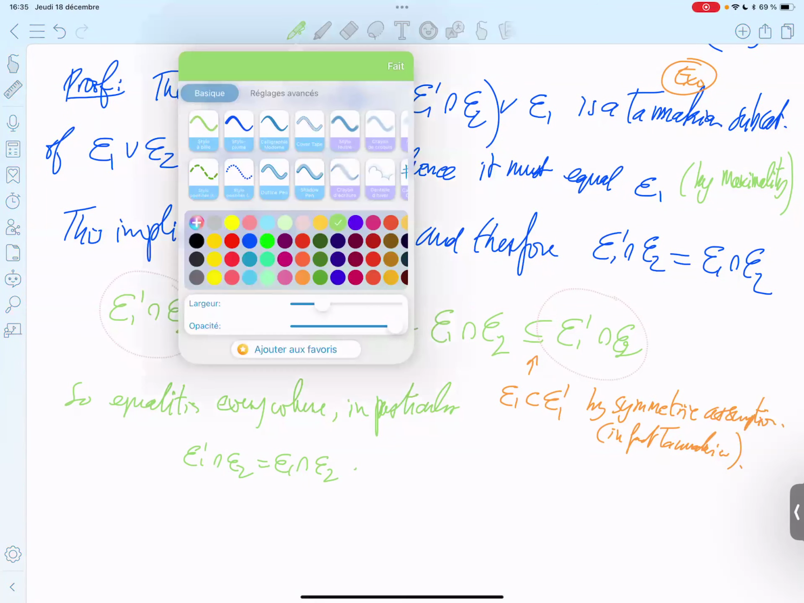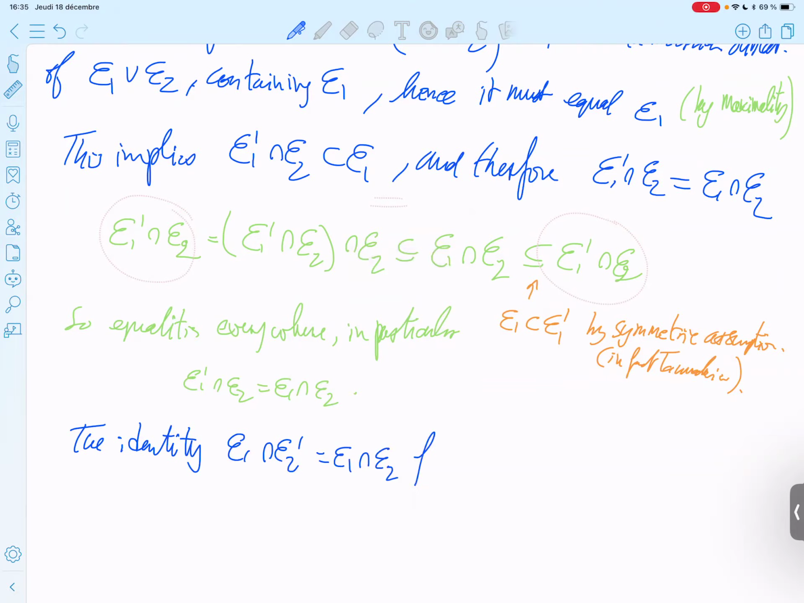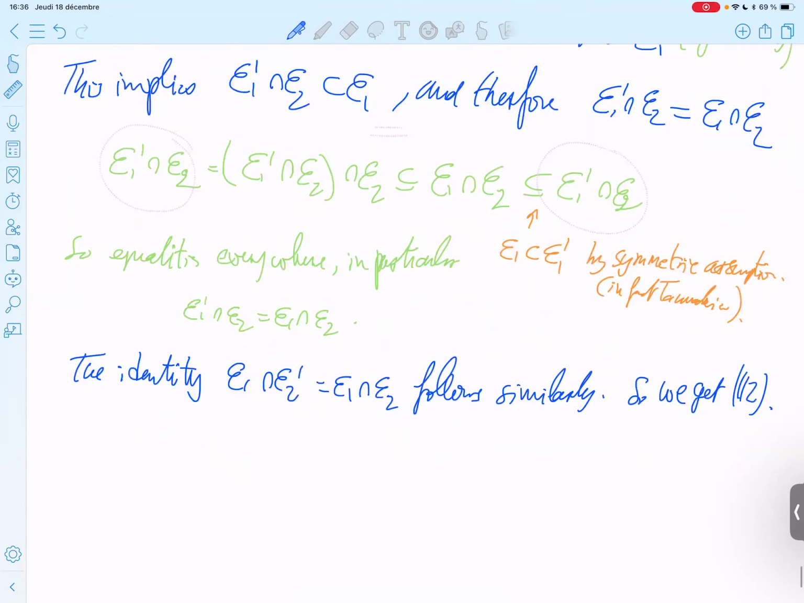And you get the same for i equal 2. So the identity E1 ∩ E2' equals E1 ∩ E2 follows similarly. So we get 112.